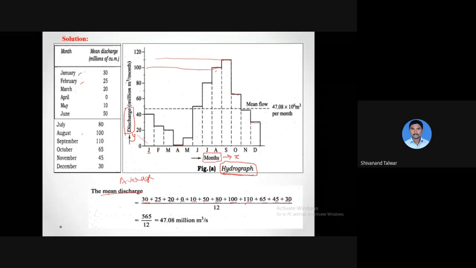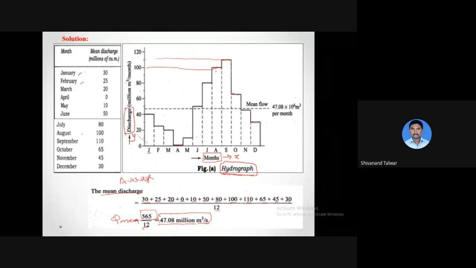In a year we have 12 months. So we add this discharge data and finally get 565. Dividing 565 by 12, you get 47.08 million meter cube per second. This is the mean discharge. We can write Q mean is equal to 47.08 million meter cube per second.